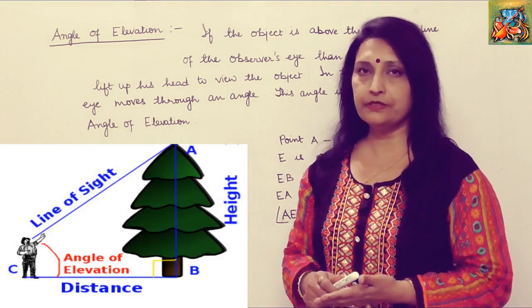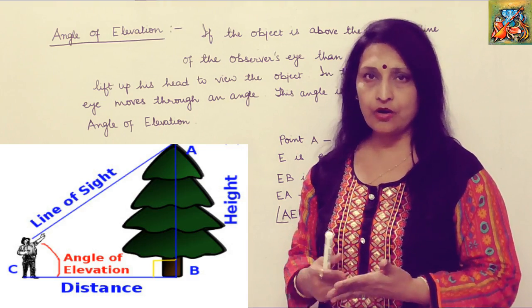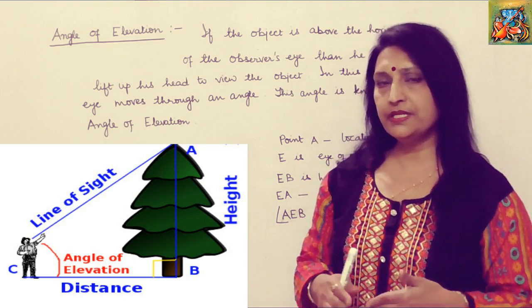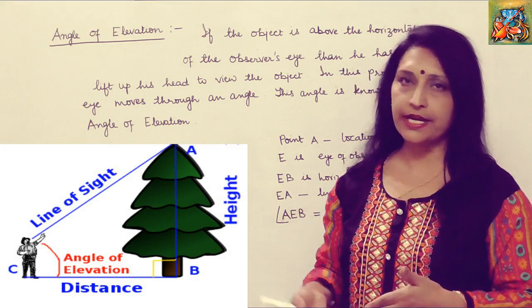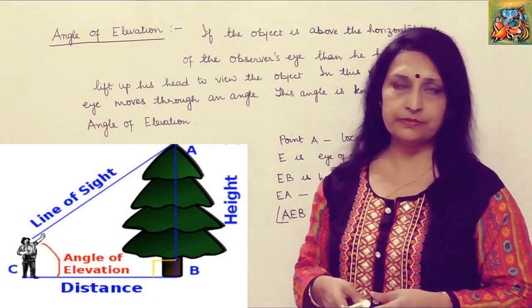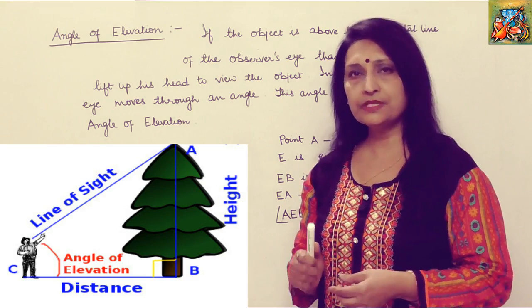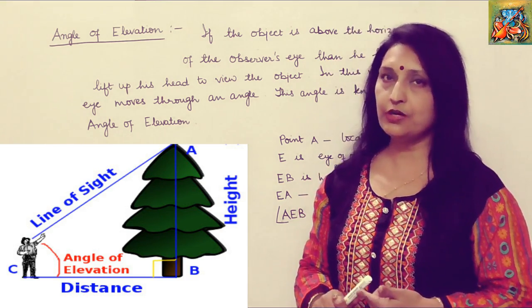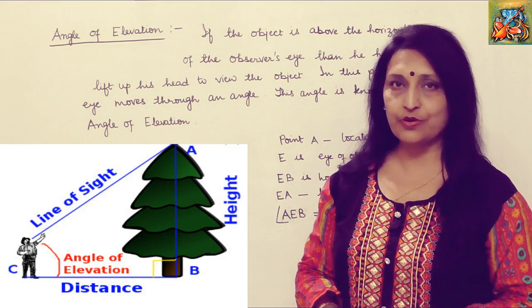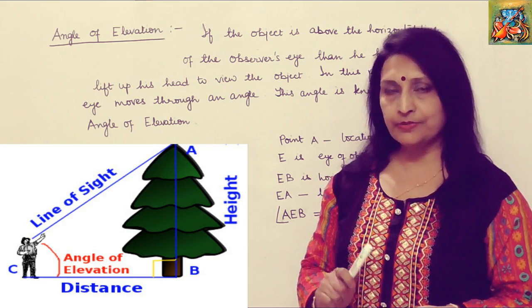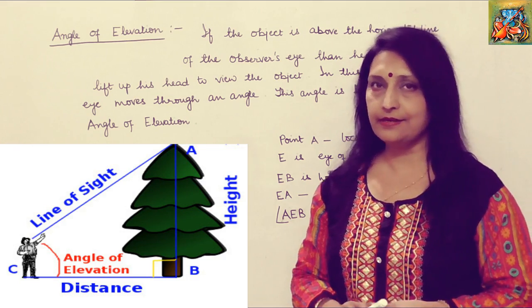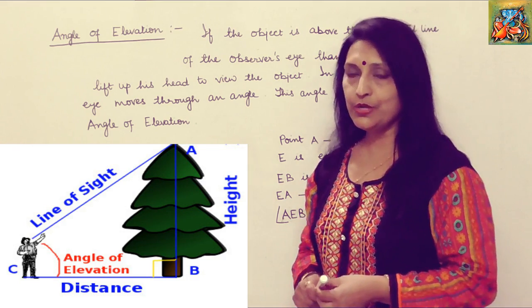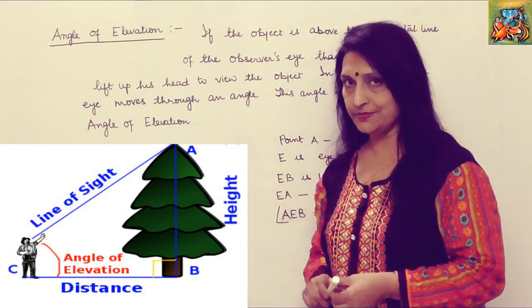If the observer is viewing any object and the object is above the horizontal line of the eye of the observer, then the observer has to lift up his head to view the object. During this process, the eye of the observer moves through an angle which is known as the angle of elevation.